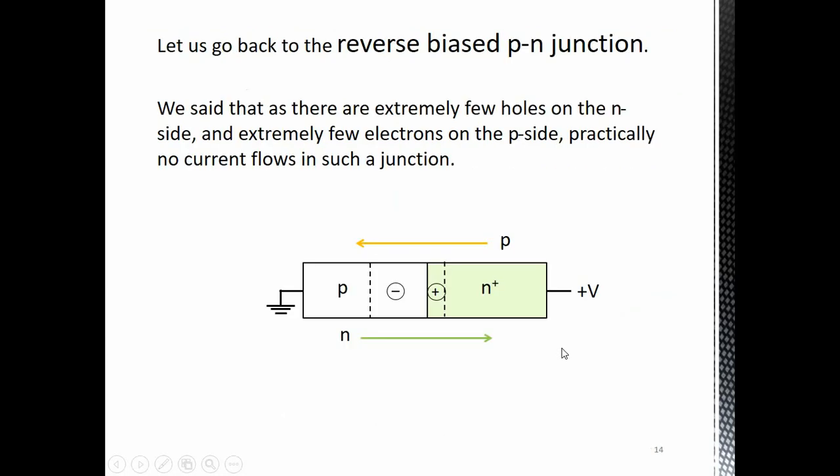Okay, I'll continue. Let's go back to our reverse bias PN junction. What we had said here was that if there is a positive voltage applied here, the fact that there are no electrons in the P side means that no current, or very small current, will flow in the reverse bias PN junction.